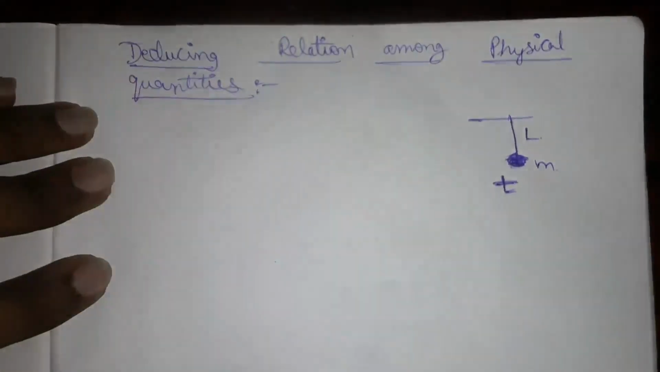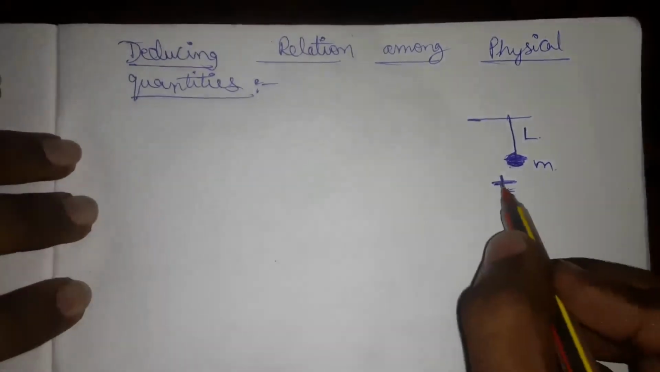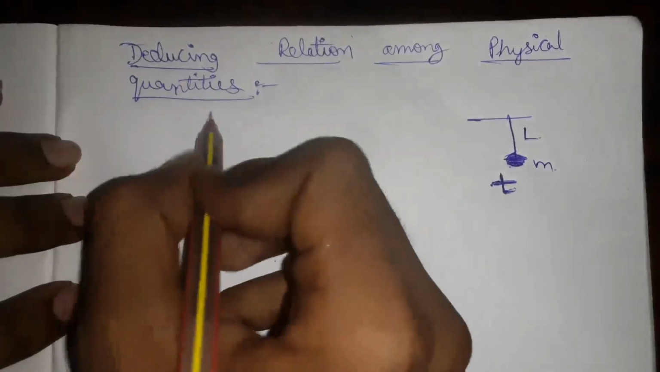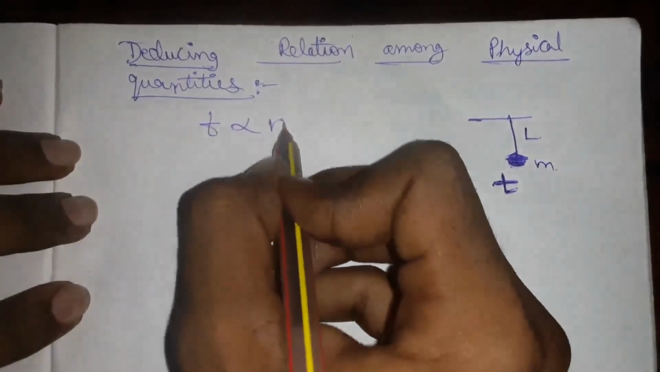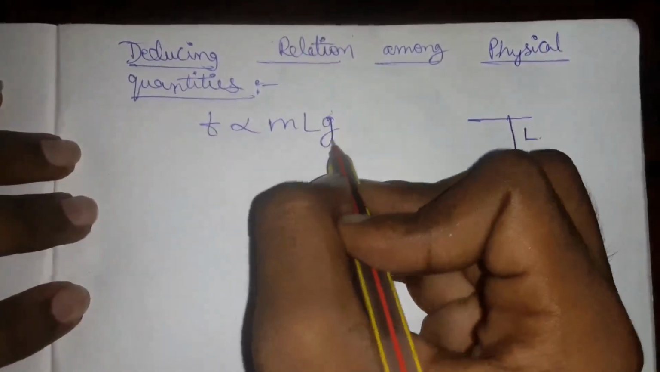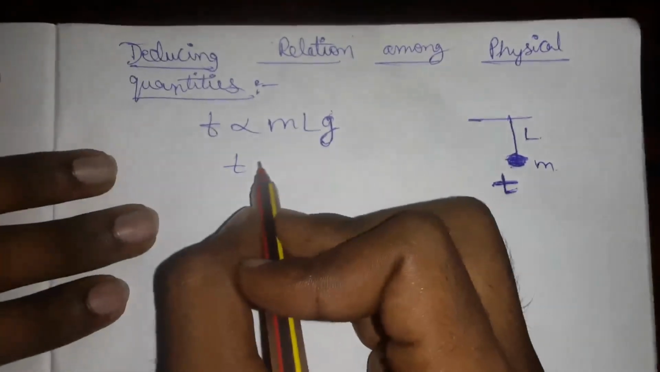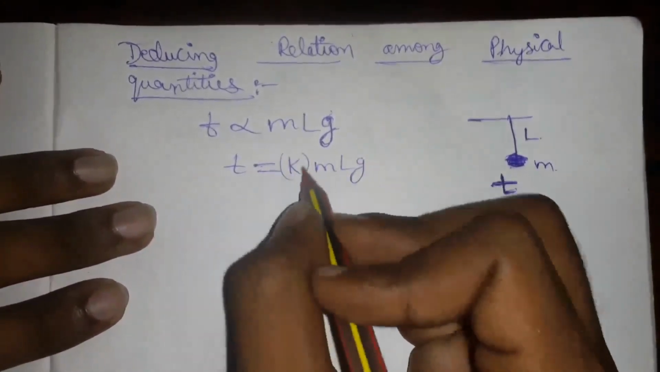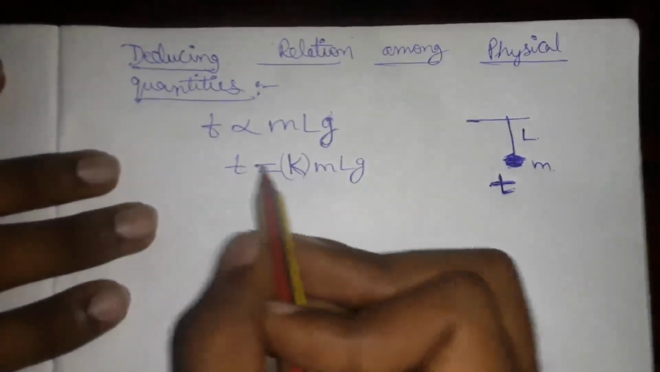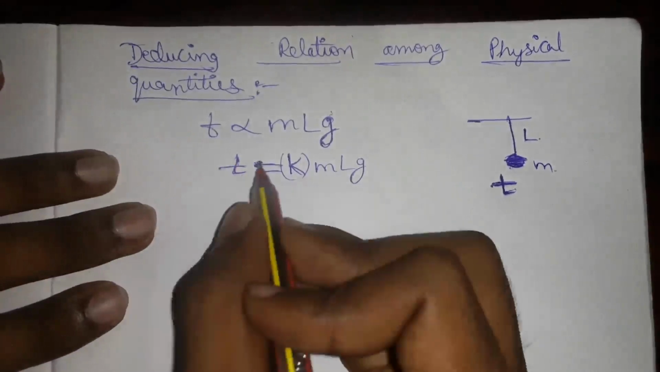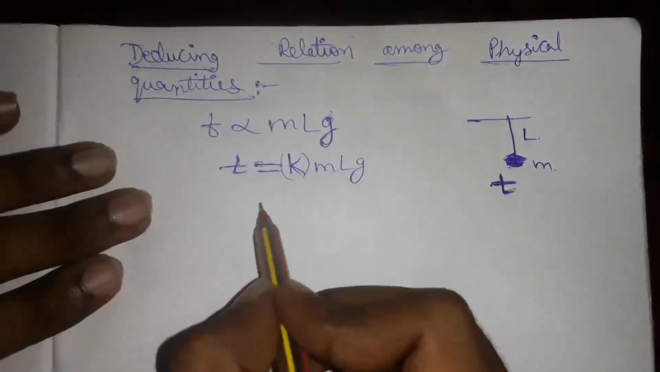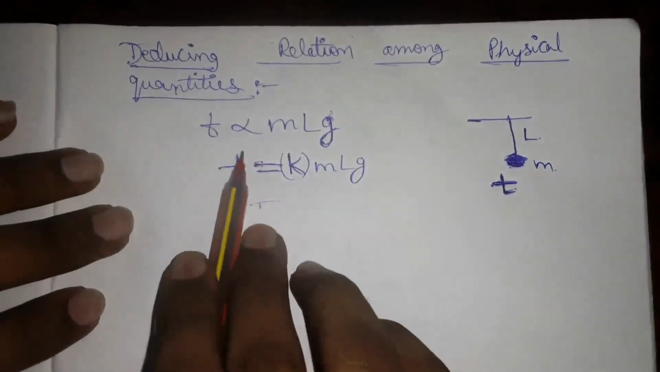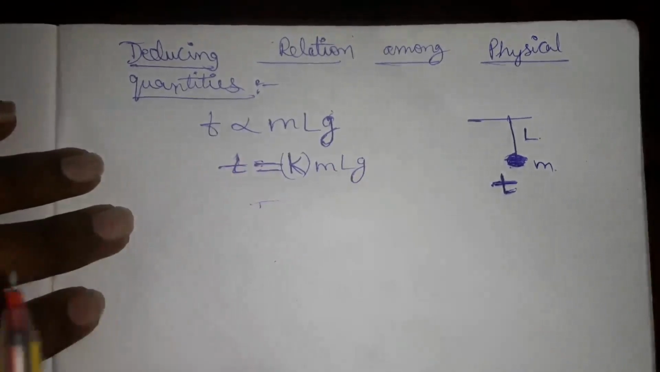Obviously we don't know how they are dependent before knowing the formula, so we can write t is directly proportional to m, l, and g, and when we remove the proportionality sign we get a proportionality constant, that is k. Now we don't know the value of k. Here k is a proportionality constant. Now we have to find how time is dependent on mass, length, and acceleration due to gravity.